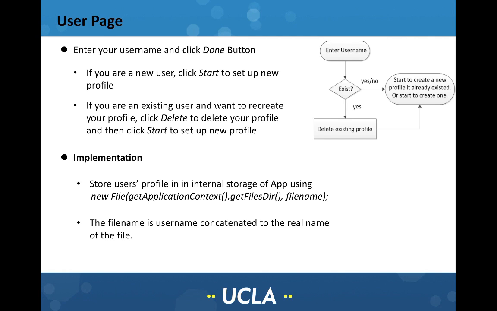The implementation is as follows. The app stores the user's profile in the internal storage of the app using the new file function. The file name is the username concatenated to the real name of the file. This flow chart simply explains what I talked about earlier.